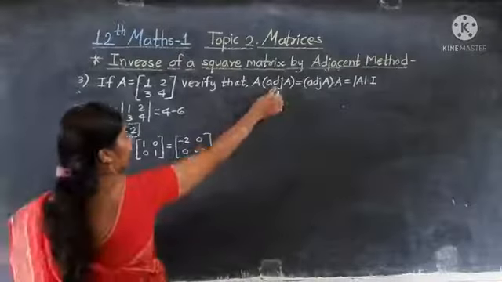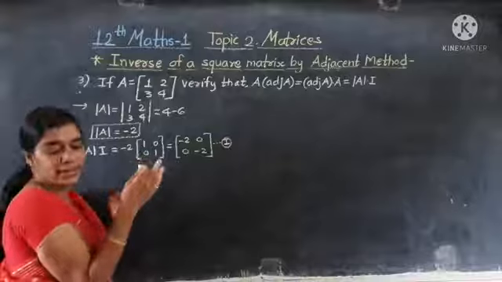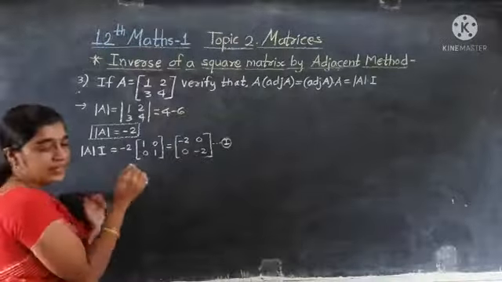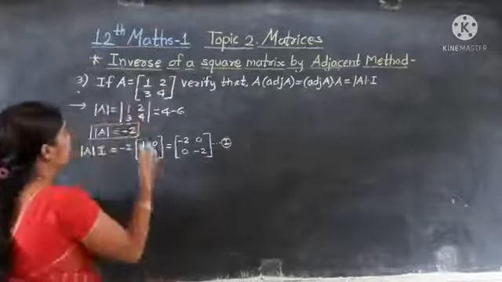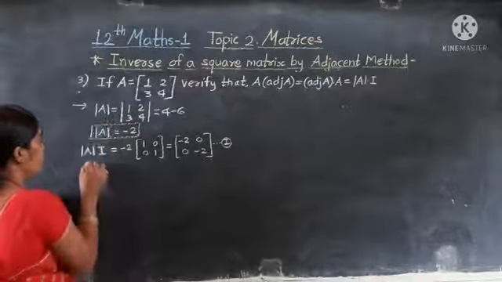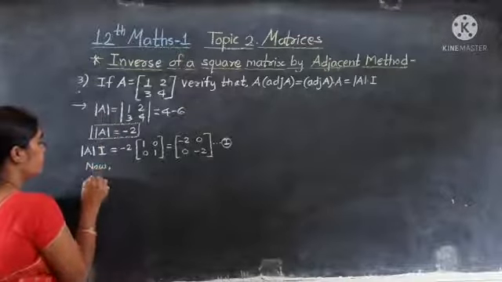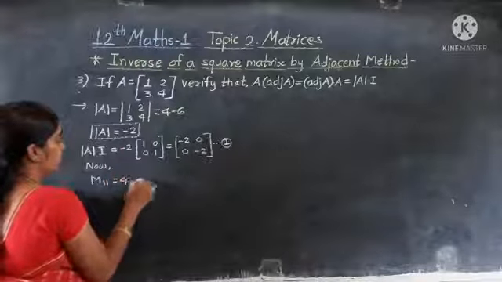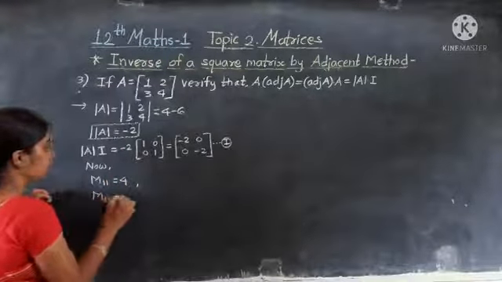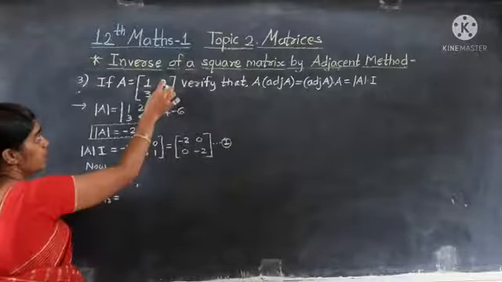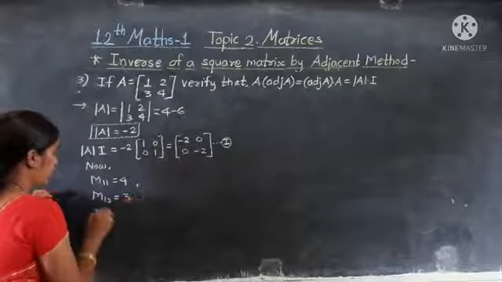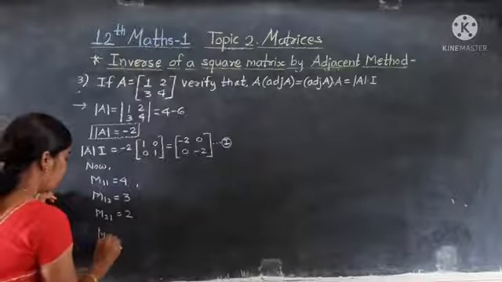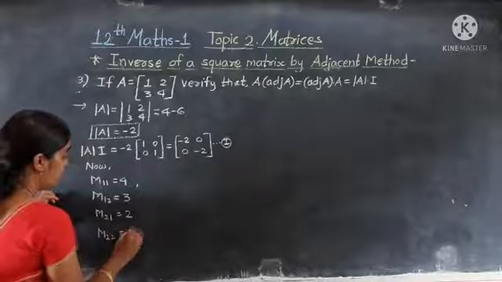Now you find the adjoint of A. For this you find the cofactor and minor of each element. First you find the minor of each element, M11. M11 is 4. Then M12 is 3, the element 3. M21 is 2. And M22 is 1.